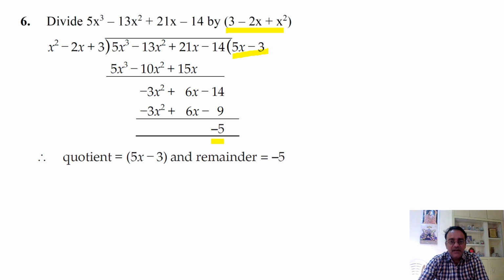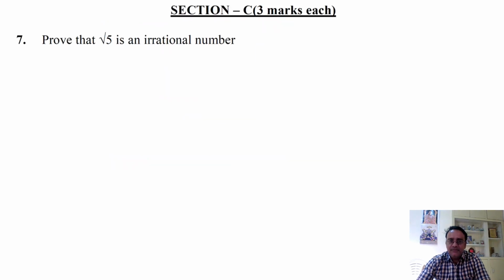So that we have to write. So this is the answer of question number 6. Now we'll move towards number 7. Prove that root 5 is an irrational number.